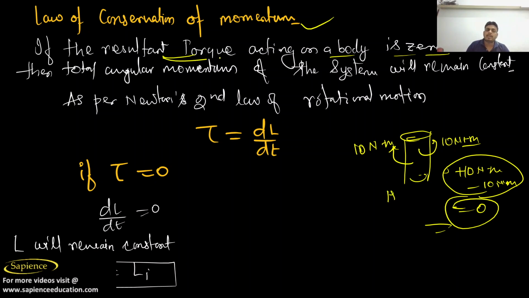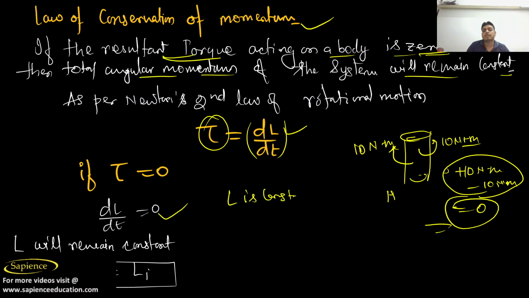So if the resultant torque or net torque acting on a body is 0, then the total angular momentum of the system will remain constant. Because torque is equal to dL/dt. If net torque is 0, dL/dt is 0. So dL/dt is 0 means what? L is constant, because if you differentiate any constant term, you will get 0. So L will remain constant, that is, final angular momentum is equal to initial angular momentum. I hope you have understood this section.